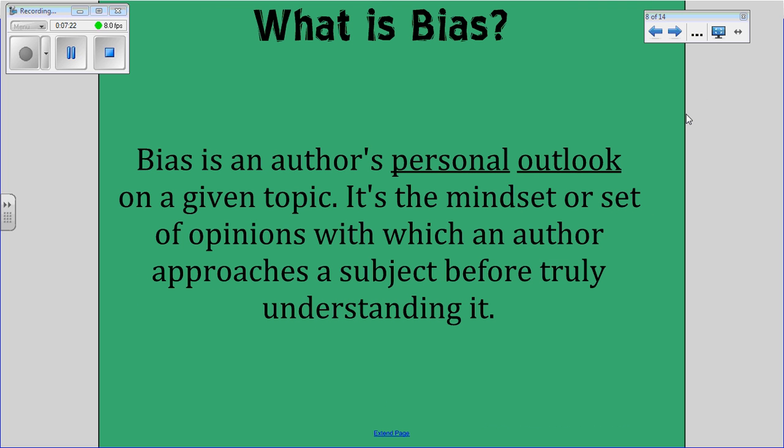So what is bias? Bias is an author's personal outlook on a given topic. It's the set of ideas and experiences that the author already has before he or she approaches a topic. A lot of times, bias can cause prejudgments. If we think about our lives in real life, one common type of bias, unfortunately, is racial bias. People of different races might have negative experiences with members of another race and make prejudgments about all people of that race. Bias is when a person is already leaning one way or another about an issue, even if they don't know the whole story.